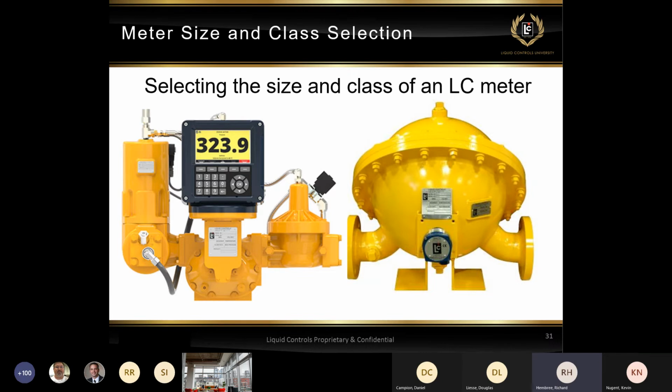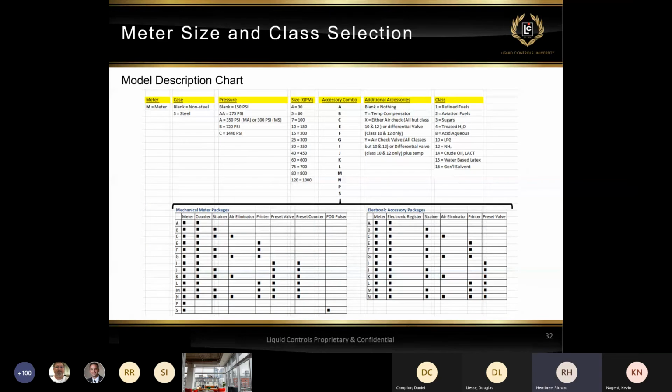I apologize. But yeah, this section here, we're going to talk about selecting the size and class of an LC meter. And this section is important when you're sizing a meter and critical in making sure that we have the correct meter for the right application. And this chart here, the model description chart, just goes into how we build an actual model number or configuration number. Start out by just looking at the top up here, the M, that would be for your pressure rating, M.